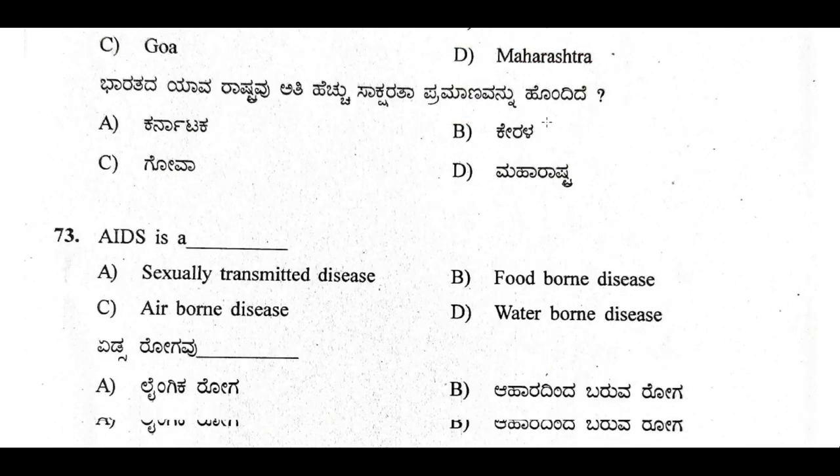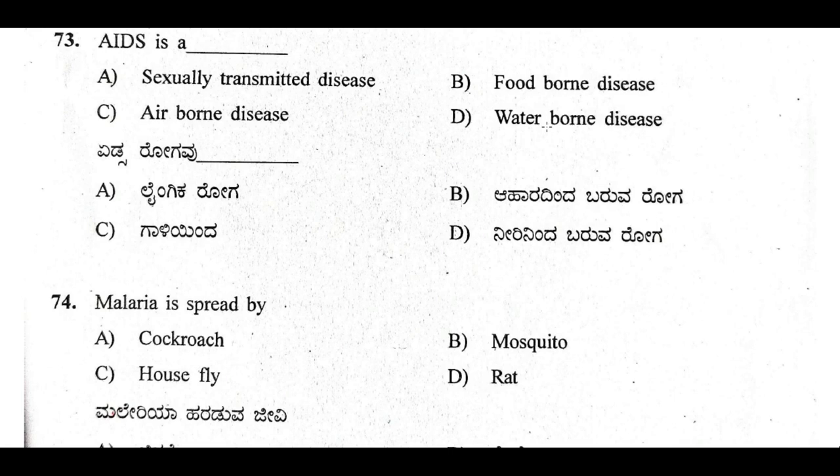Question number 73, AIDS is dash. A, sexually transmitted disease. B, foodborne disease. C, airborne disease. Or D, waterborne disease. As we just discussed HIV and AIDS, it is a sexually transmitted disease. So option A is the right answer.